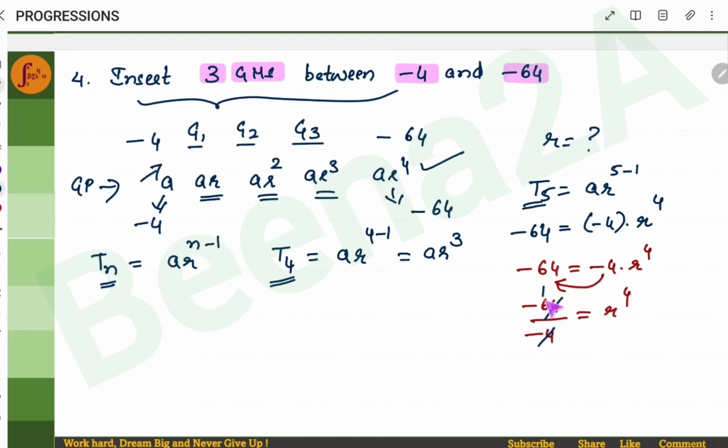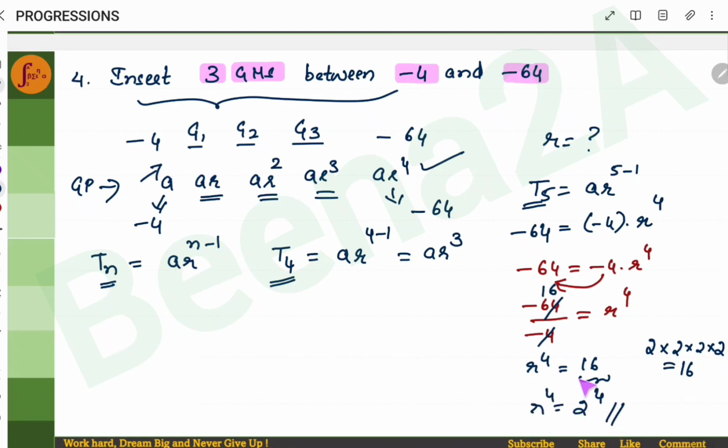So 4 sixes are 64. Minus and minus will get cancelled. So I'll get R to the power 4 is equal to 16. Now I'll write this in the form of power, in the form of indices. So I should get power as 4. That's the way I have to choose a number, right? So I can take 2. 2 into 2 into 2 into 2 is 16, right? So I can write this as 2 to the power 4.